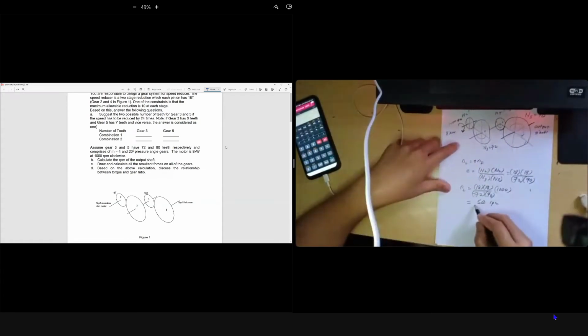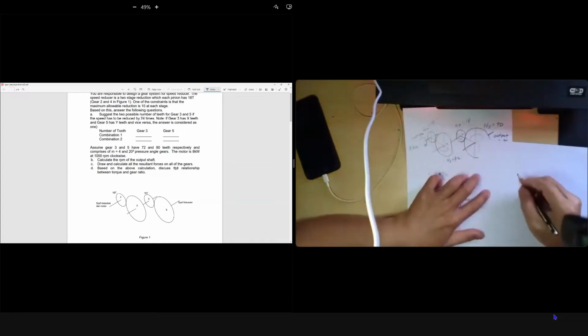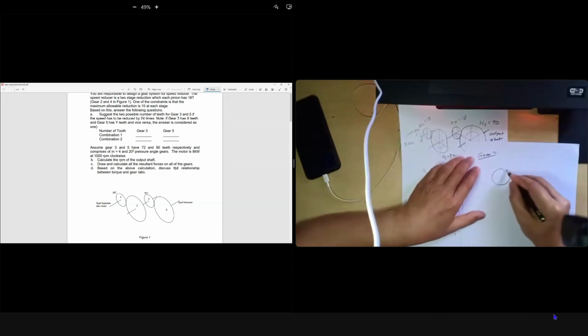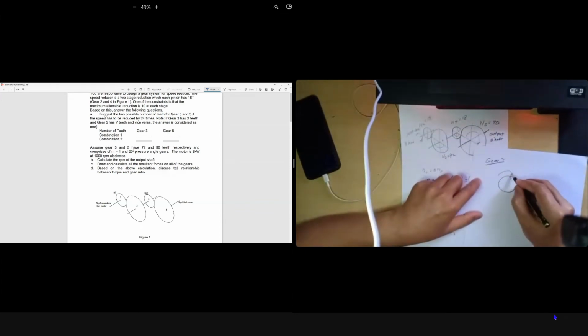Okay. Alright, the second part: draw and calculate all resultant force on all gear. Okay, look here. We go for gear 2. Gear 2 is clockwise. So we are looking from the left, it's rotating like this.